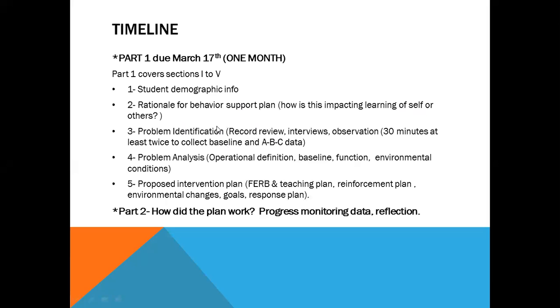Then you're going to have your data, your record reviews: has the student had behavior problems before, how far back does this go, have they had counseling, what other services have they gotten to address this, your interviews, your observations. Then you're going to put in what the definition of the behavior is, the baseline, what you think the function is, and then your analysis of the environment, and then finally your proposed intervention plan.